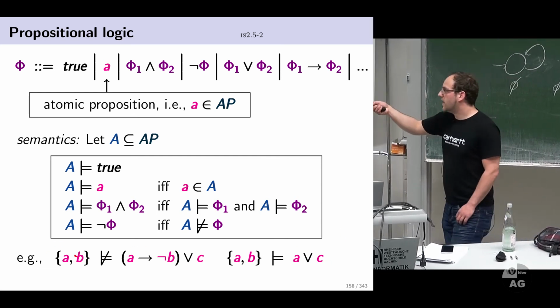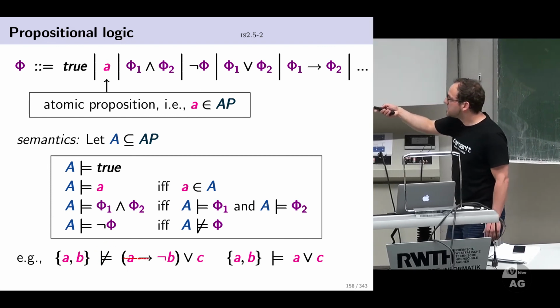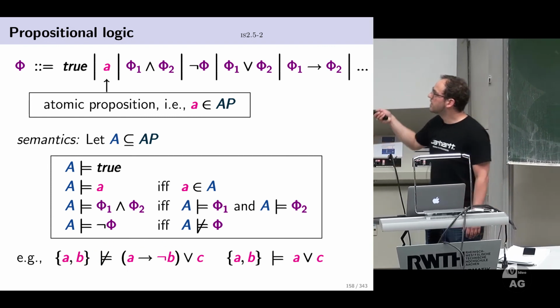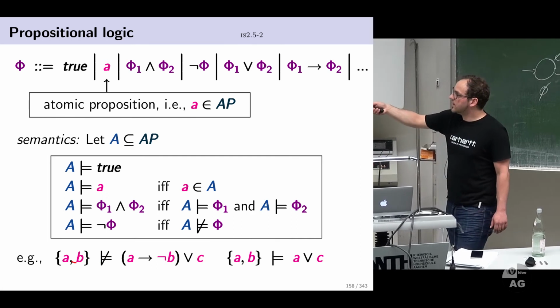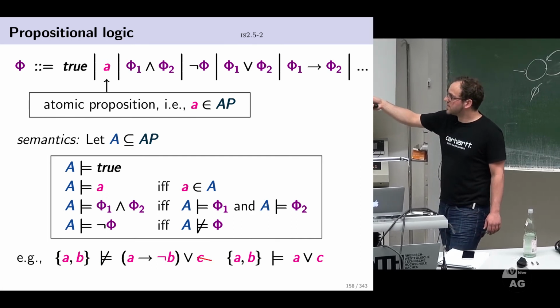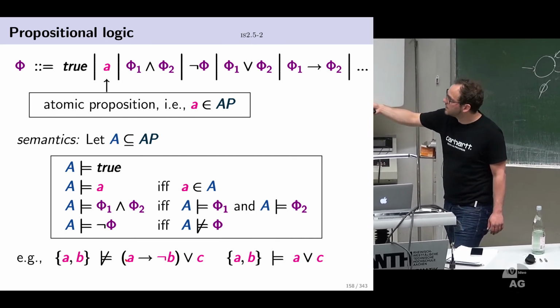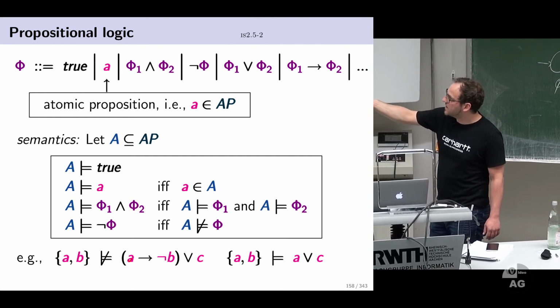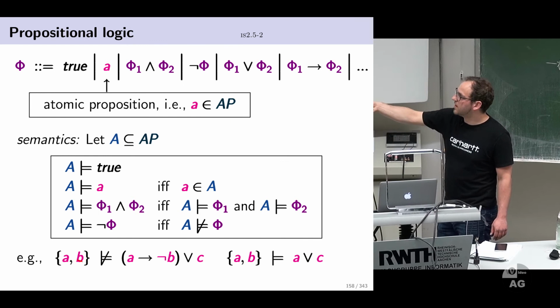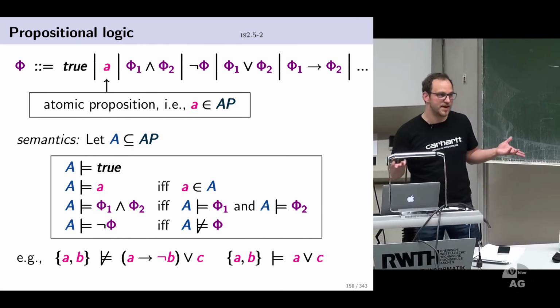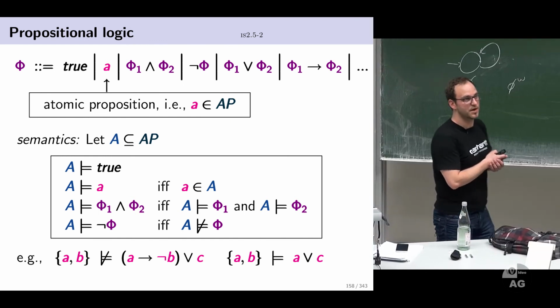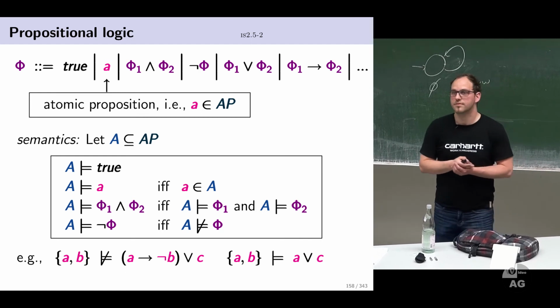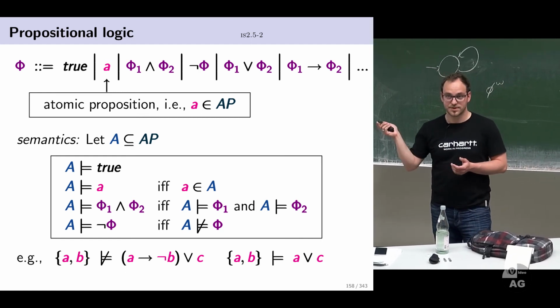And similarly, we have that the set AB does not satisfy this long formula. Well, first of all, C is not in there, so we can forget about the second disjunct here. So let's check the first one. We have that A is in there, but then this formula requires that if we have A in there, we must not have B in there, but B is in there, so it violates the propositional logic formula. Any questions?